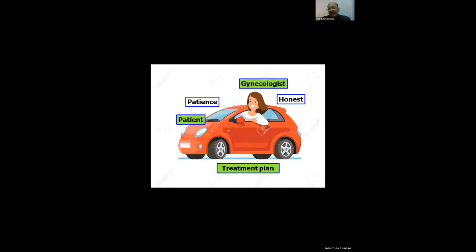Yes, okay. Thank you. The instruments which are used during the infertility journey are three. The first is the patient, the second is the gynecologist, and the third is the treatment plan. The patient should have some patience during the journey, and the gynecologist should be honest and vigilant. And lastly, the treatment plan should be, as much as we can, evidence-based.